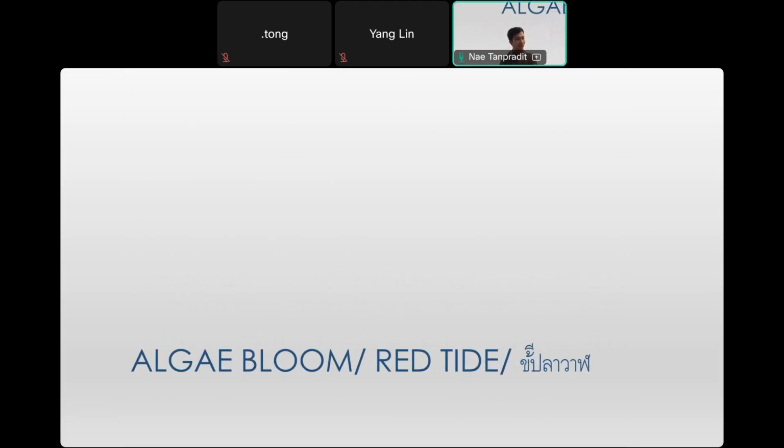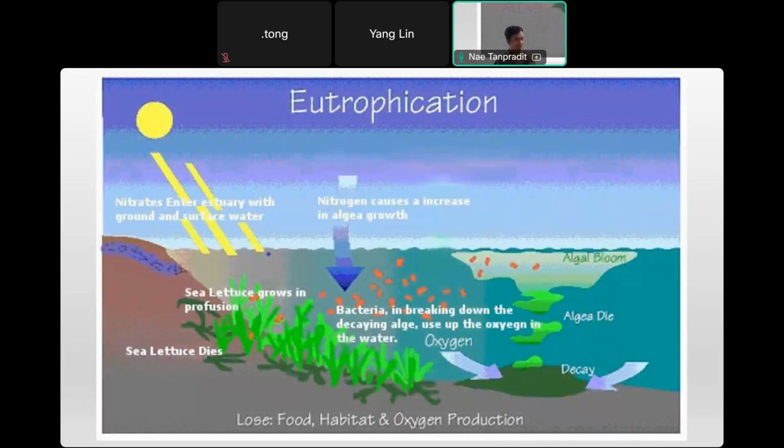Have you ever heard of algae bloom or red tide before? In Thai we call it whale feces, whale dung. It's the same thing, because we thought it's the feces of the whale, but it's not. It's the process of eutrophication.